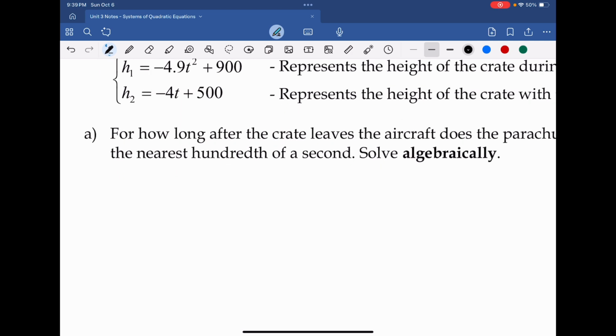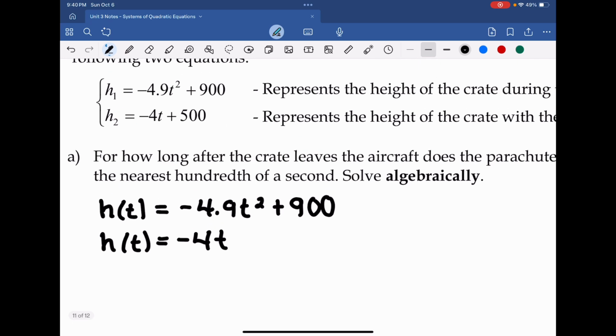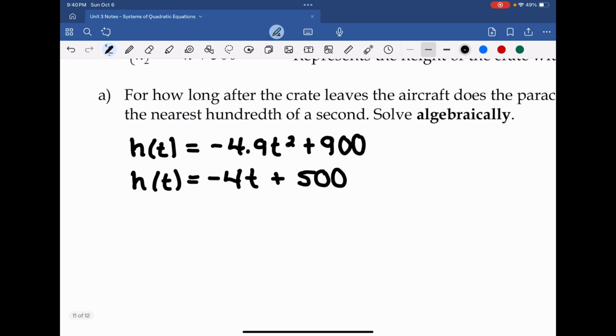First and foremost, we must do our elimination. So let's write these out. h of t, or the first h of t, is equal to negative 4.9 t squared plus 900. We then have our second h of t, which is equal to negative 4, and it's just a t, and I'm just going to make sure there's no decimal. Yeah, perfect. There we go. Okay, now if we want to eliminate the height variable such that we can solve for the time, right?